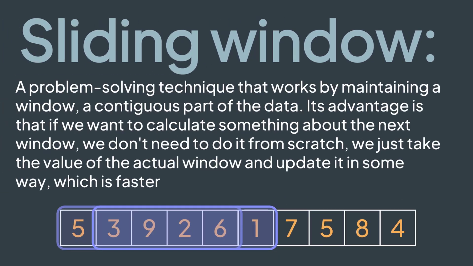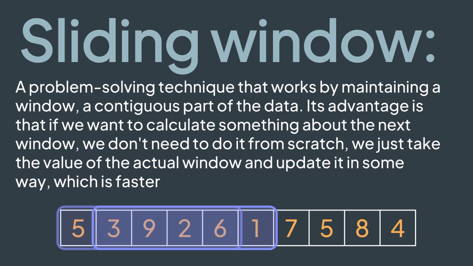Sliding window technique is a problem-solving technique that works by maintaining a window, a contiguous part of the data. Its advantage is that if we want to calculate something about the next window, we don't need to do it from scratch. We just take the value of the actual window and update it in some way, which is faster.